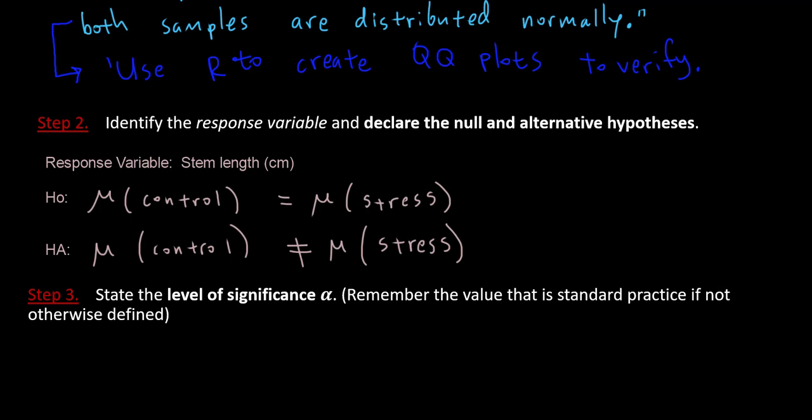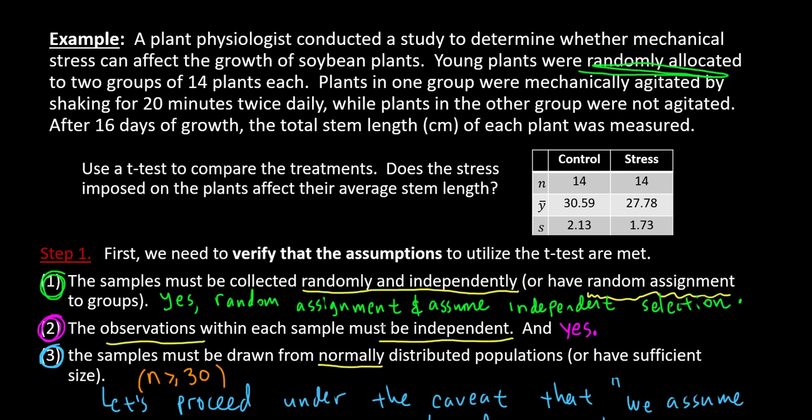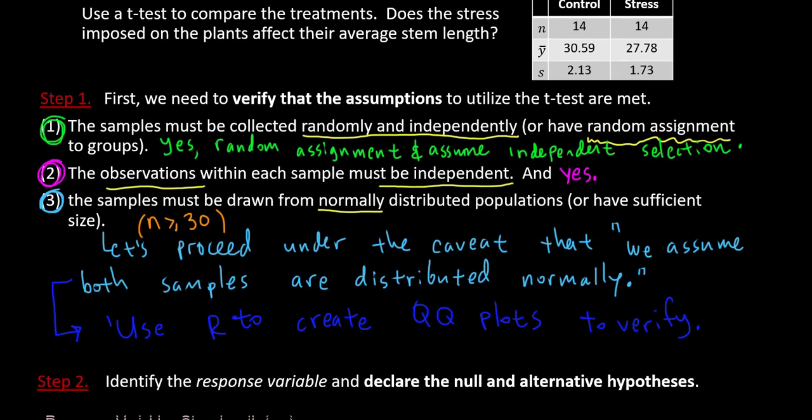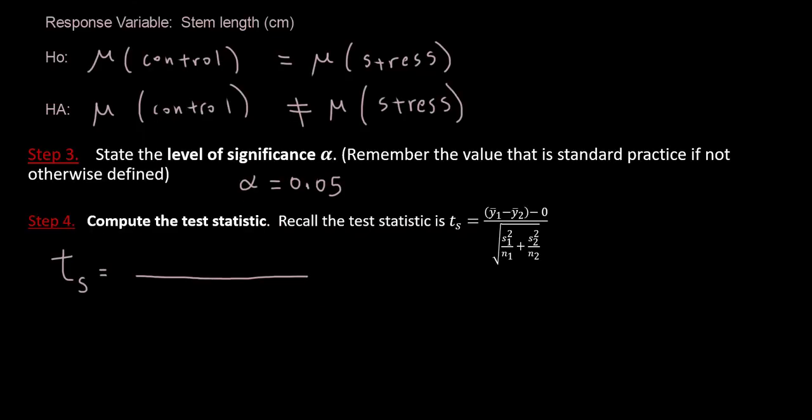It is good practice to be clear about what the significance level is. And if we jog back to the example, we were actually not given a particular significance level. I have a note here. Remember the value that is standard practice if it is not defined. That value for alpha is 0.05. In a future video, we will discuss pros and cons of this value, or even why it is considered the default value. Next up, we will compute the test statistic.